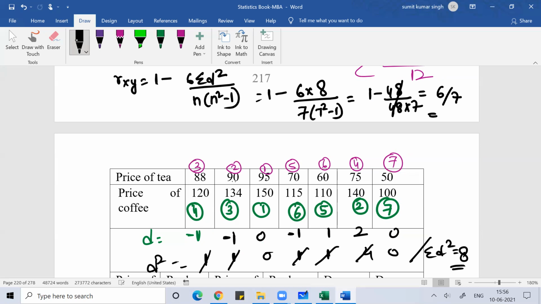1 by 7 is 14.28%. So 6 by 7 will be 100 minus 14.28, which is 85.72, meaning 0.8572. That will be your value.